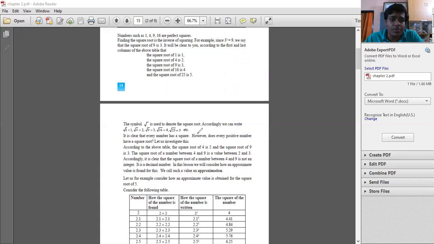According to the above table, the square root of 4 is 2, and in this lesson we will consider how an approximate value is found for this. We call such a value an approximation.